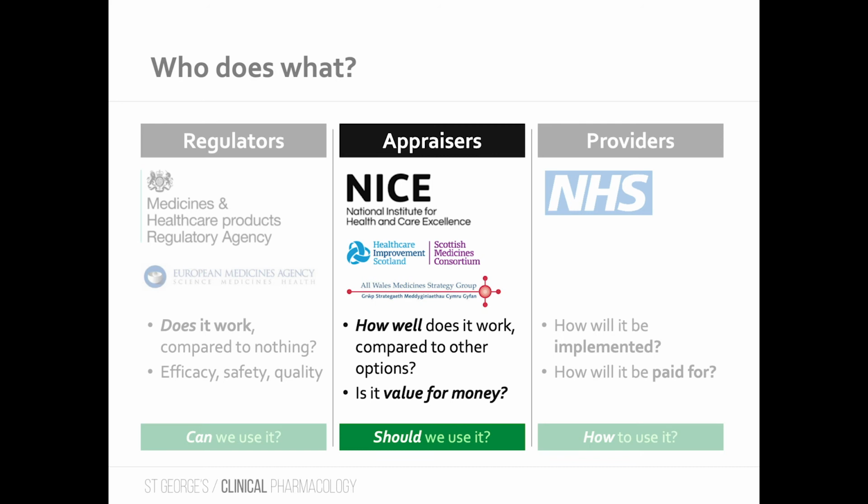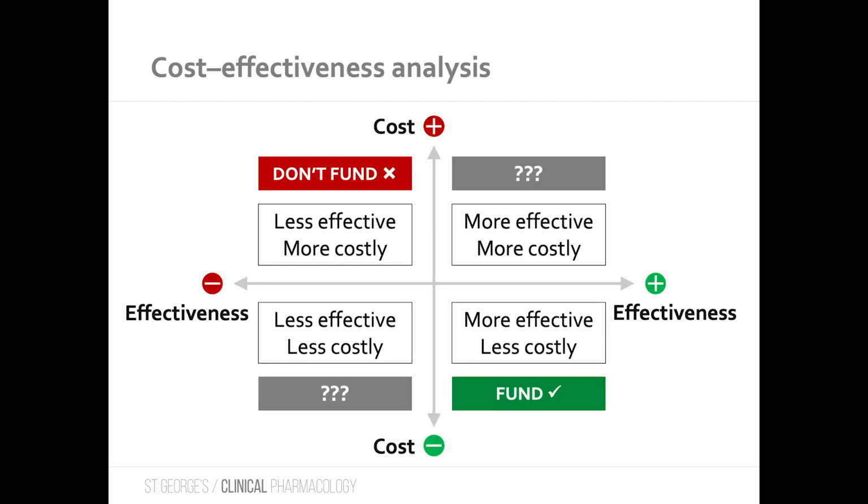And then we've got the providers, which is in this country the NHS, and they deal with how is it going to be implemented and where are we going to find the money for it. So what we conspicuously haven't spoken about in this session is affordability. The assessment of cost effectiveness is not the same as affordability, but that's something that clearly the NHS has to consider as new treatments are recommended. So they consider how are we going to use it, and also how is it going to be paid for. So we're focusing on the appraisal bodies, and you've seen this lots of times.